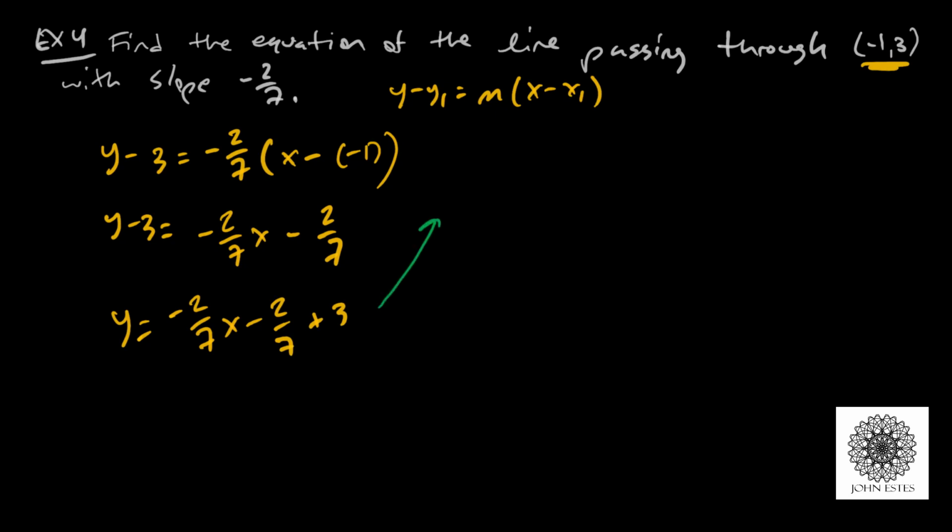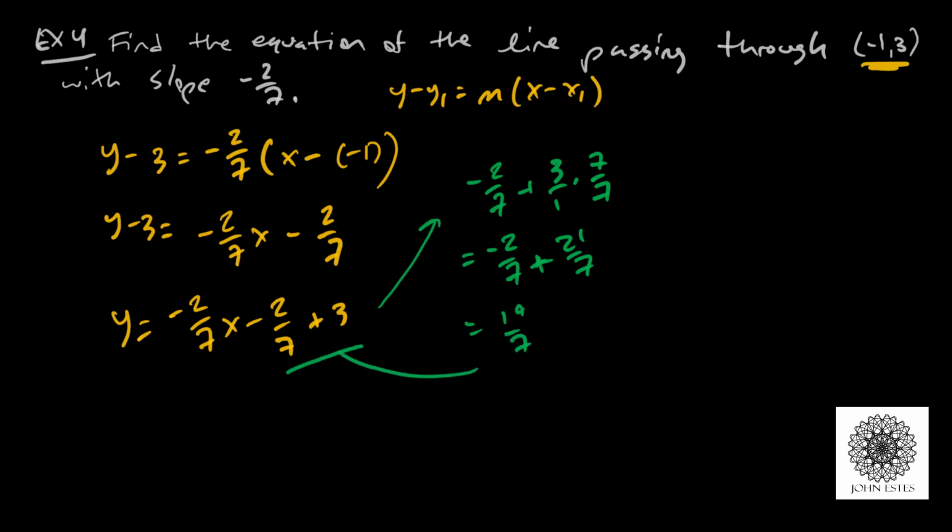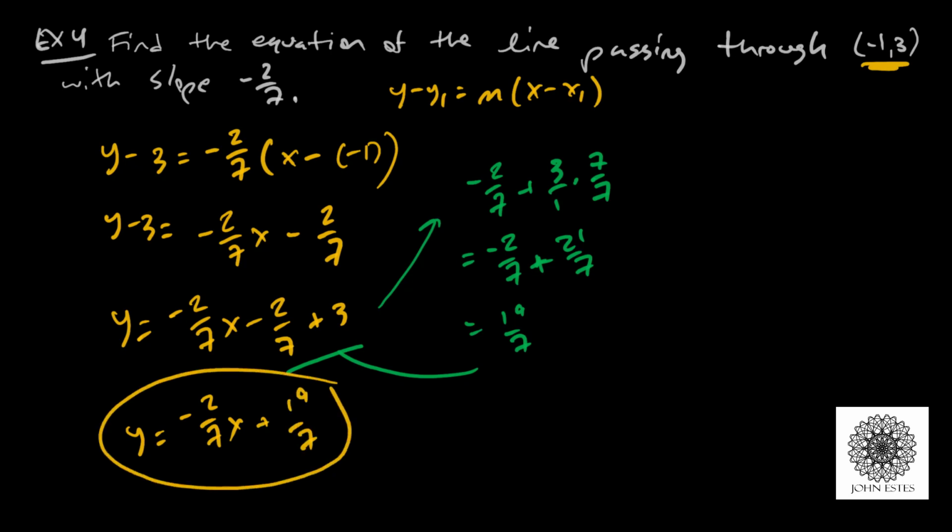Let's see. So just get a common denominator. We say that 3 is the same as 21/7. So when I add them together, 21 minus 2 is 19/7. Bring that back in. So there it is: y equals -2/7 x plus 19/7. And there's the equation of the line. Alright, so that's if you're given a point and a slope.